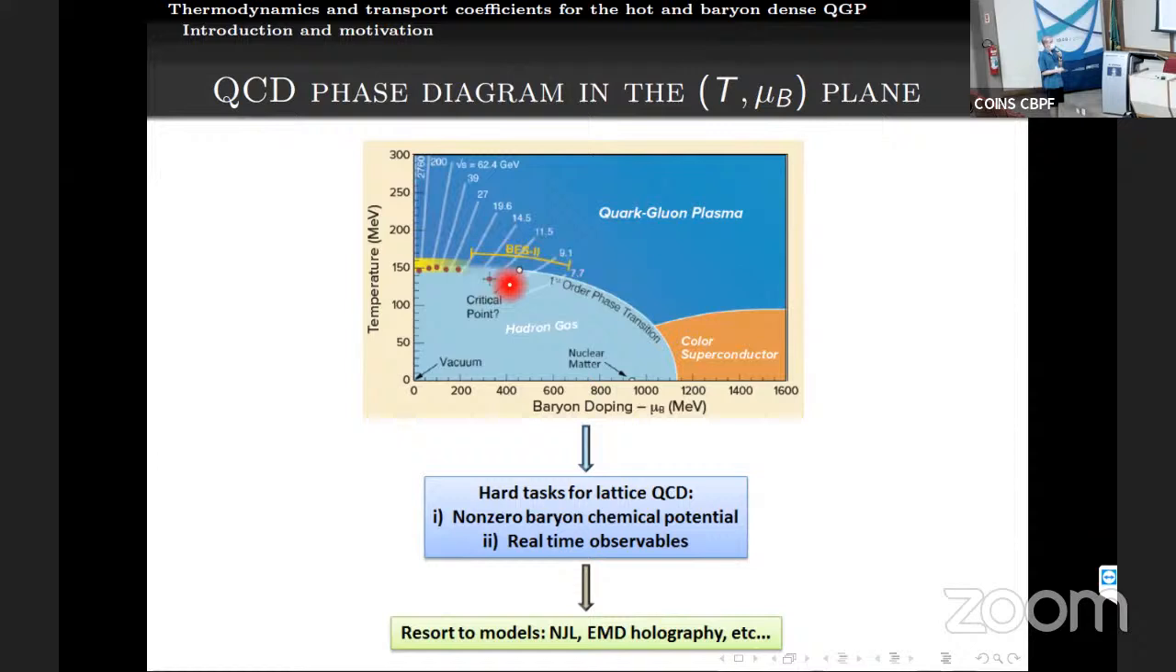The calculation of thermodynamic properties of QCD at very large values of the baryon chemical potential is very difficult to do in lattice simulations due to the Fermi sign problem. And related to this problem, there is also the difficulty of calculating transport coefficients, which must be done in real time. And these are two difficult kinds of tasks for first principle QCD calculations. So usually we need to resort to some kinds of models to investigate these kinds of problems. Okay. So there is the Nambu-Jona-Lasinio approach, for instance. And here I will be using the holographic duality within this class of models, which we call Einstein-Maxwell-Dilaton models. Okay.